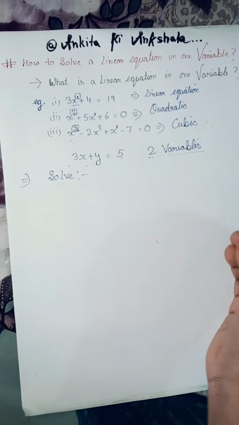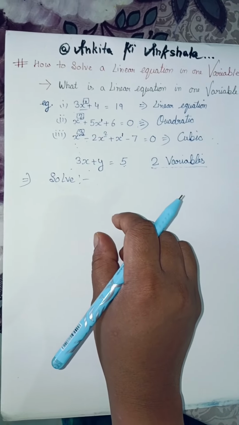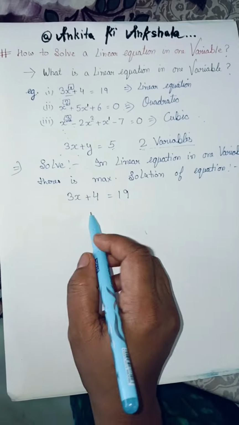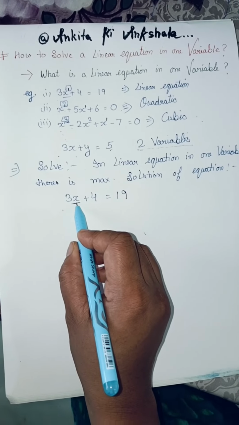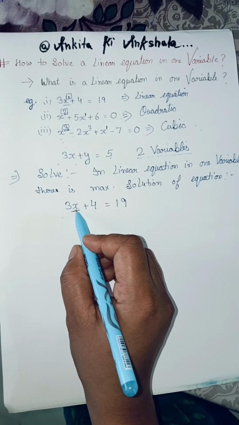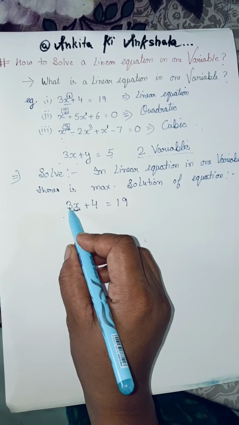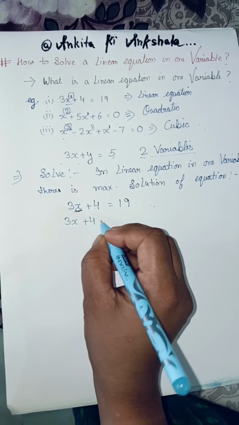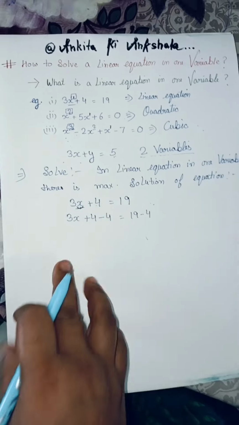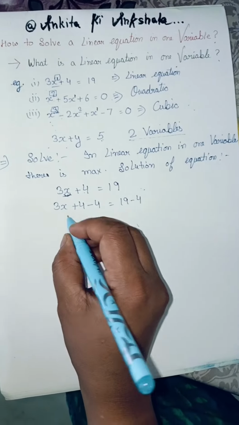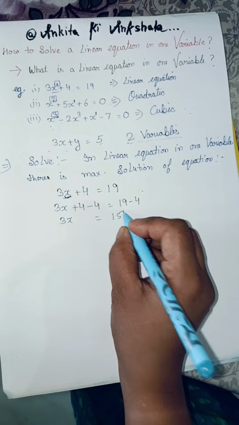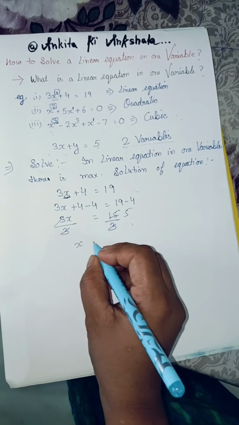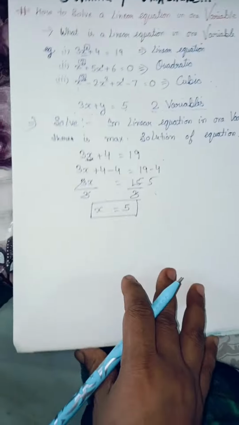Now we will learn how to solve a linear equation. See, the first thing you have to learn: I have the equation 3x plus 4 equal to 19. If I want to find the value of x, I have to keep only x on this side and all the constants on the other side. So I do 3x plus 4 minus 4 equal to 19 minus 4. As we all know, we have to apply the operation on both sides. It will become 3x equal to 15, and now I divide both sides by 3. It will become x equal to 5. This is the solution of the equation.